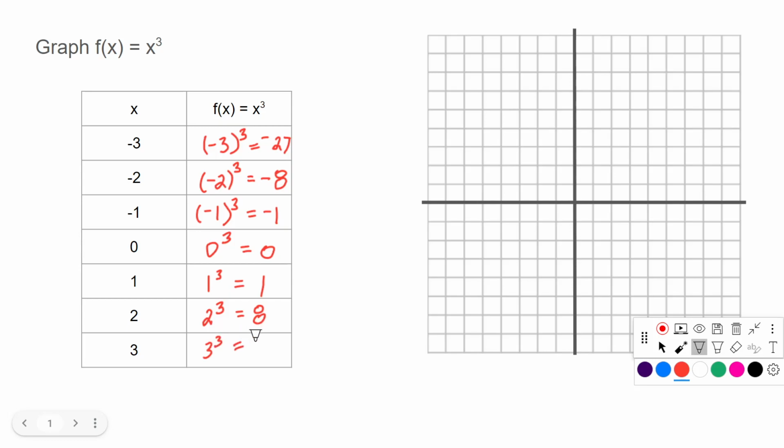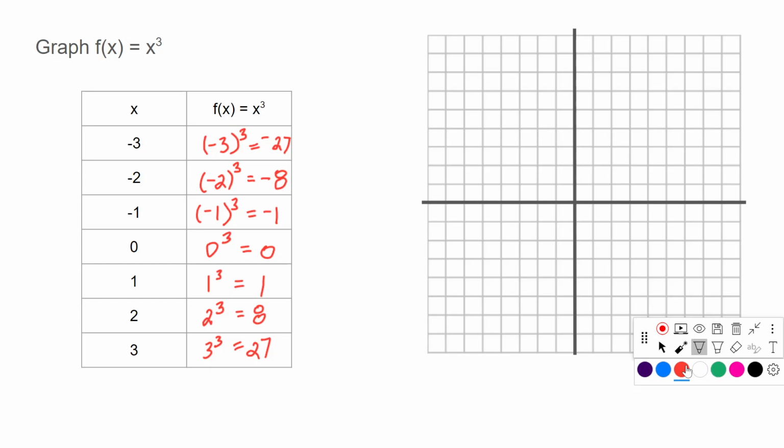Now, we obviously don't have enough room on our graph to plot the points at negative 3, negative 27, and 3, positive 27 without changing our scale. But I wanted you to see just how quickly a cubic function increases. It increases much quicker than a quadratic function does.